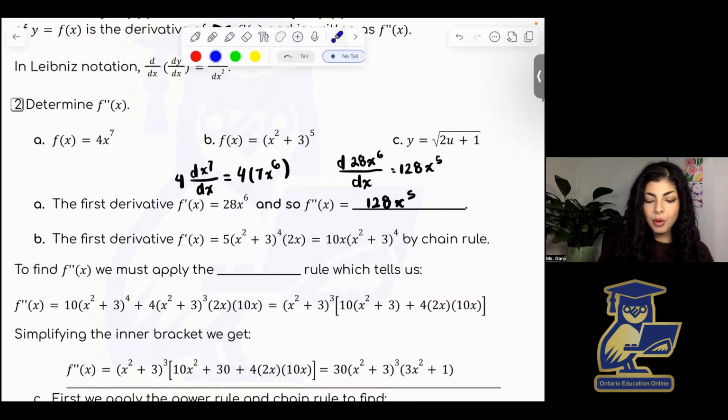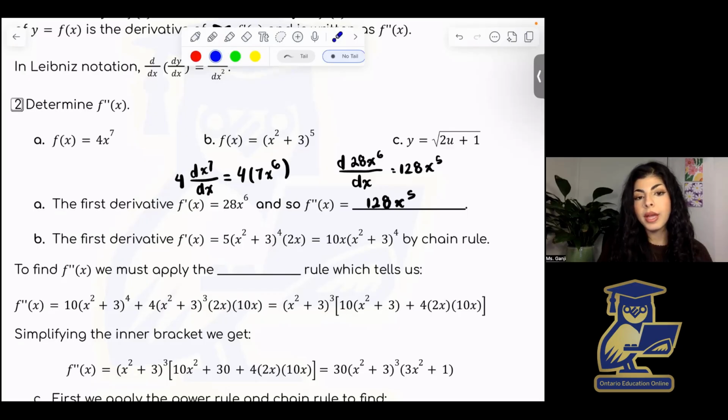Now for the second example, we have x squared plus 3 in brackets, raised to the power of 5. So we have our chain rule here because this is a composite function. Applying the chain rule to find the first derivative, we have 5, which is our exponent. X squared plus 3 remains the same, and now our exponent has decreased to 4. And then the derivative of x squared plus 3 is just 2x, because here we have the power rule and 3 is just a constant. This can be simplified to 10x times x squared plus 3 to the power of 4.